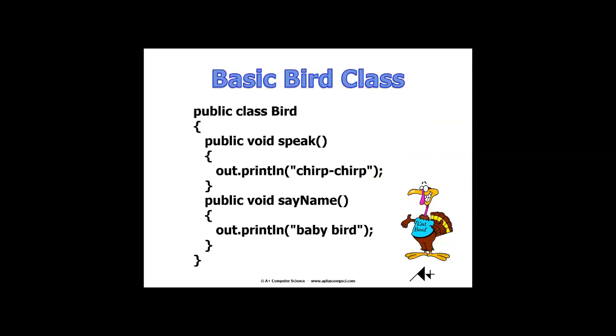We've got a Bird class now, and not only can the Bird class speak, it can also say name. So every time I call speak, I get chirp chirp. Every time I call sayName, I get baby bird. Notice that speak and sayName are both void methods. They don't return anything, which, like I said, we'll talk about shortly. And then they're both public, meaning you can use them anywhere.